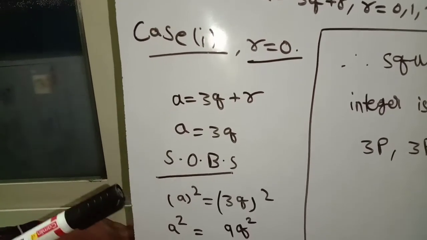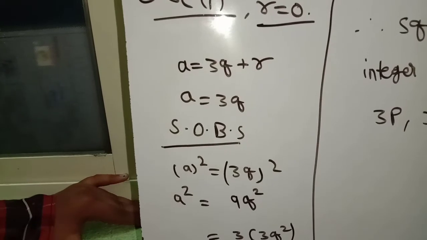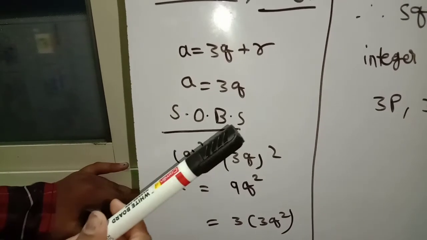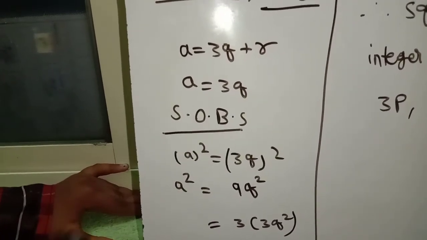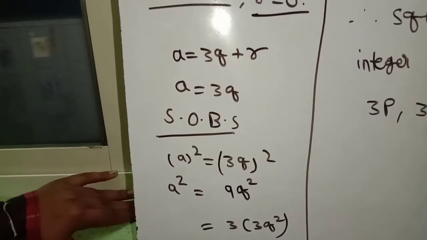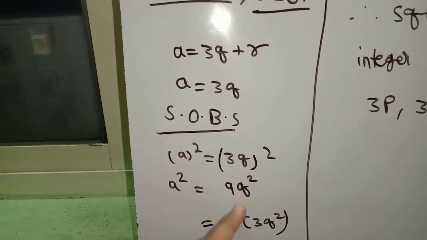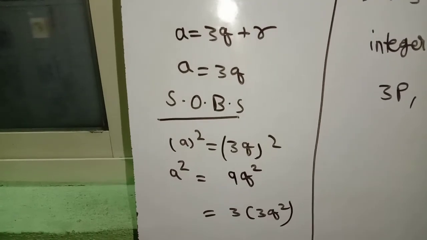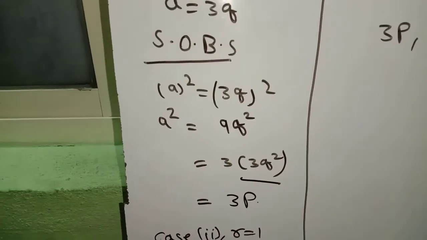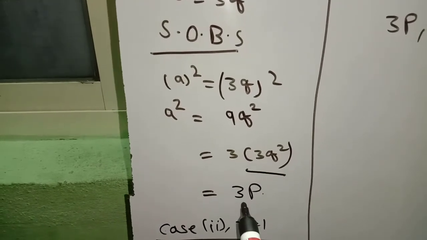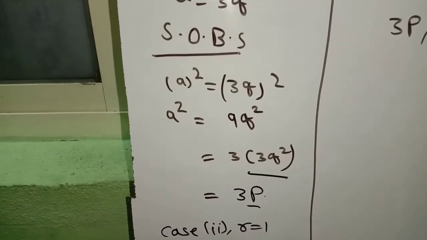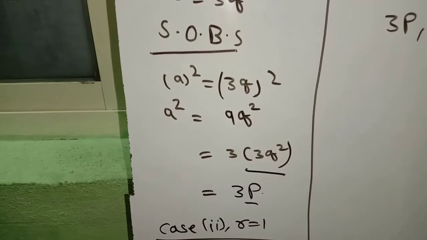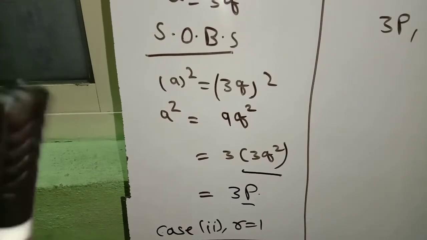Now here SOBS means square on both sides. Square on both sides, a is equal to 3q, so a square is equal to (3q) whole square. So a square is equal to 9q square. We can write 9q square as 3 of 3q square. So we are taking this 3q square as p. So then it becomes 3p, and now it is in the form of 3p, right?